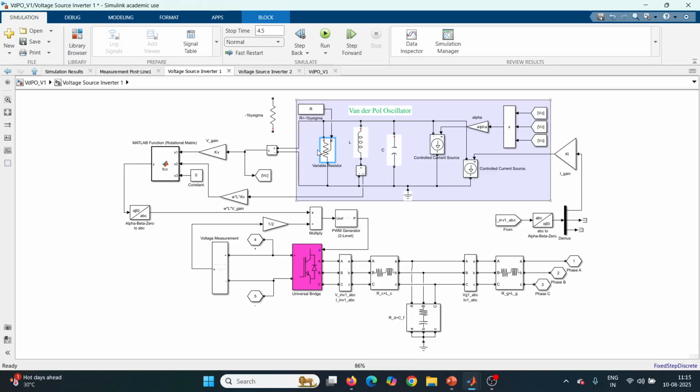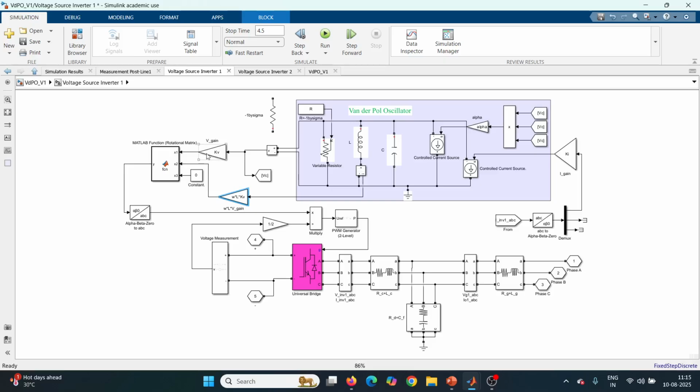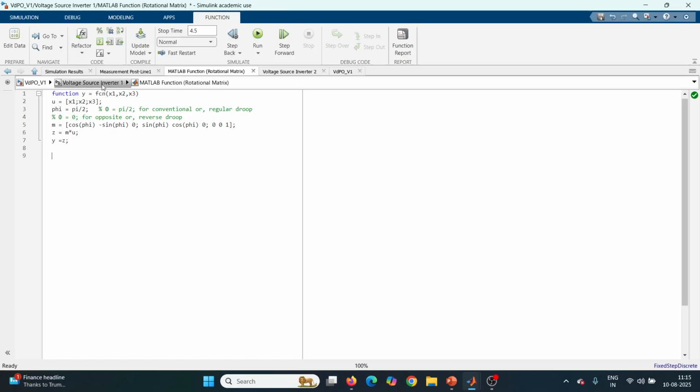And now the outputs of the van der Pol oscillator, that is capacitor voltage and inductor current, are scaled up. The capacitor voltage is scaled up by voltage gain kV, and the inductor current is scaled up by omega L into kV. After scaling up the voltage and currents, we are providing them to this rotational matrix, and the rotational matrix is given inside this MATLAB function. So this is the rotational matrix script.